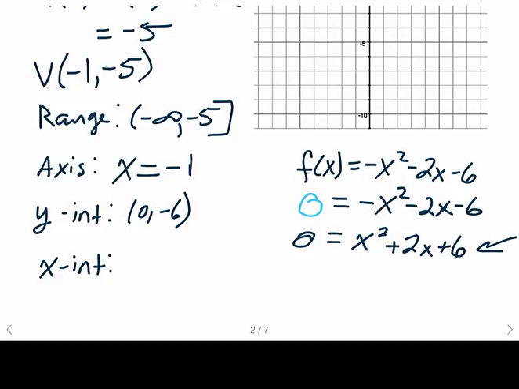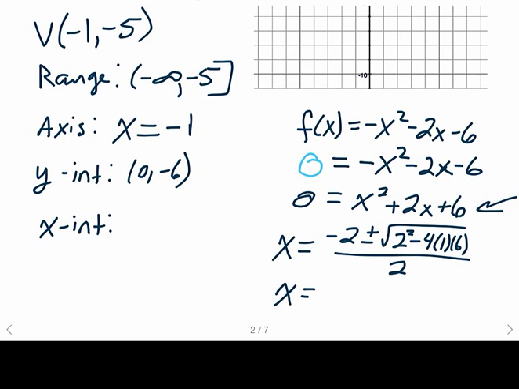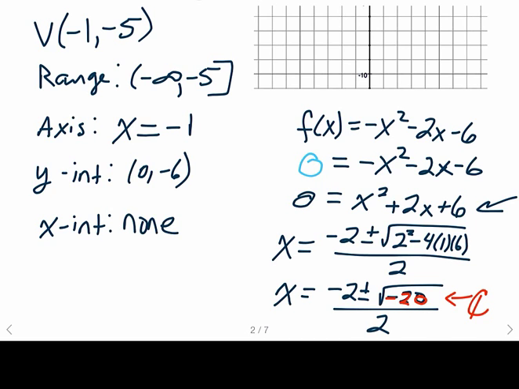Now I have a quadratic equation that doesn't factor, and so one of my tools is the quadratic formula. x equals negative 2 plus or minus the square root of 2 squared minus 4 times 1 times 6, all over 2. And so here we have that x is equal to negative 2 plus or minus the square root of 4 minus 24, that's negative 20, all over 2. Negative 20 inside of a square root would give me a complex solution. Therefore, this graph has no x-intercepts.